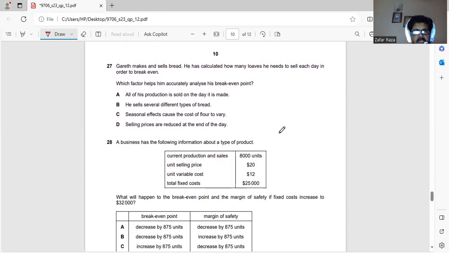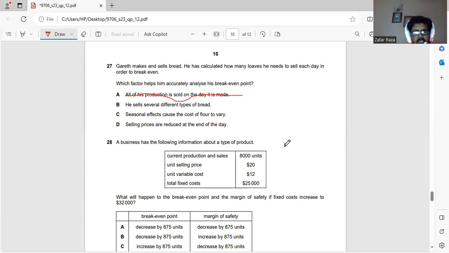27. Gareth makes and sells bread. He has calculated how many loaves he needs to sell each day in order to break even. Which factor helps him accurately analyze his break even points? All of his production is sold on the day it is made. Yes. If he has sold everything he has made every day, that would be very much helpful in calculating break even points. So A option should be the answer.